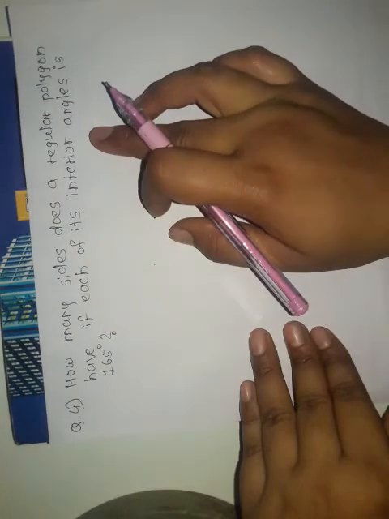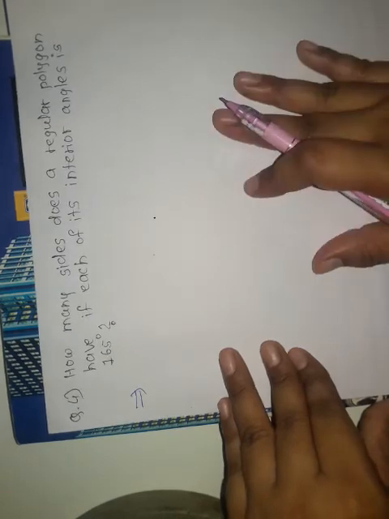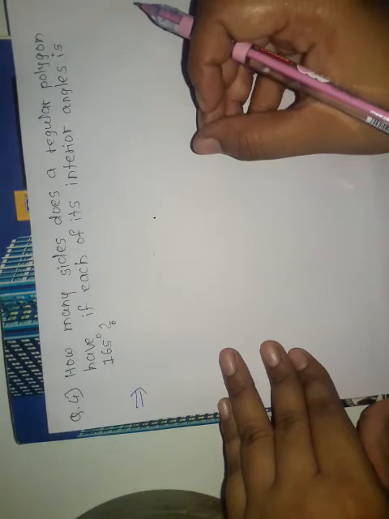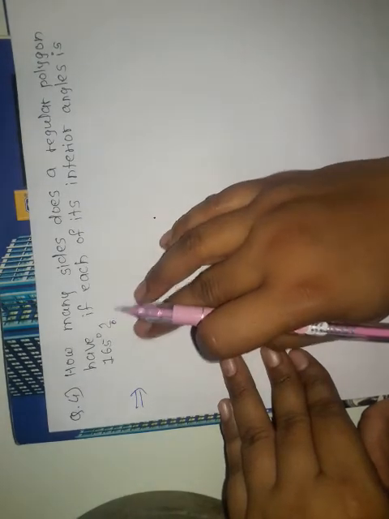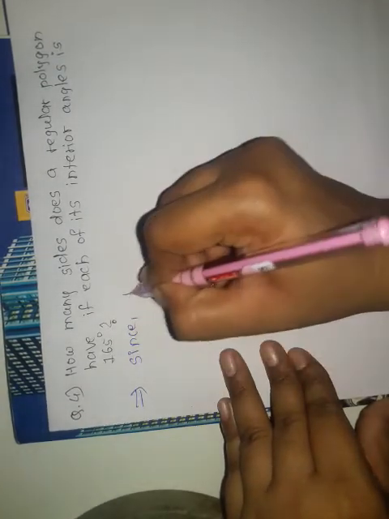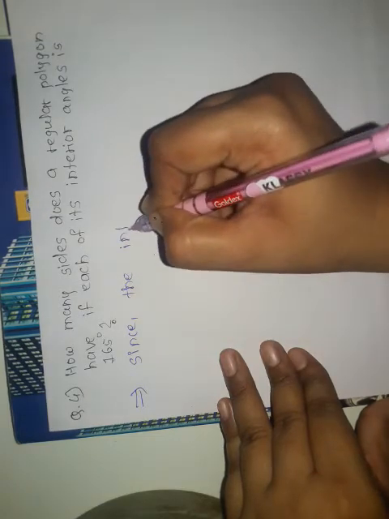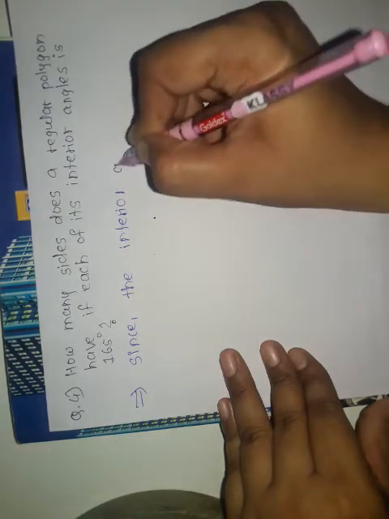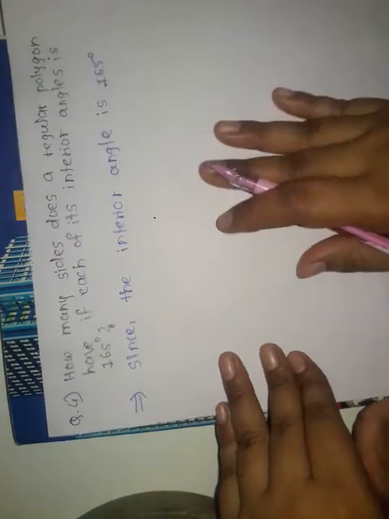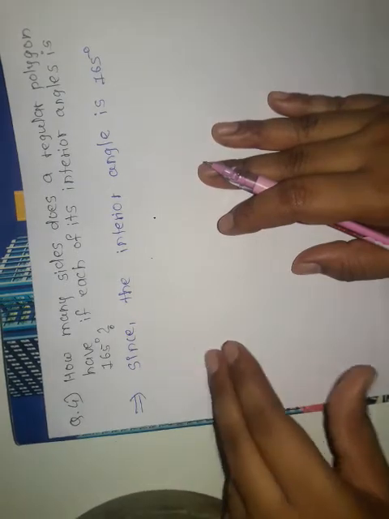How many sides does a regular polygon have if each of its interior angles is 165 degrees? The interior angle is given to us, but the exterior angle we don't know. To find the number of sides, we need the exterior angle. So by using this interior angle, find the exterior angle. Write down here: since the interior angle is 165 degrees, and if we have to find the exterior angle, then what do we have to do?